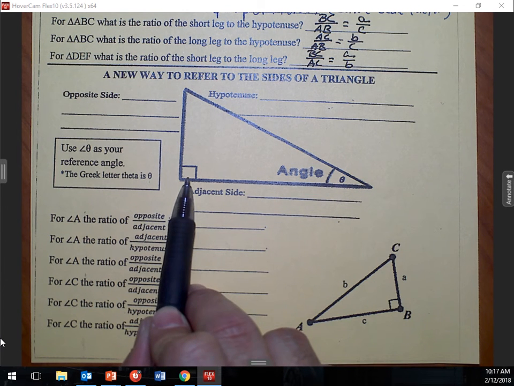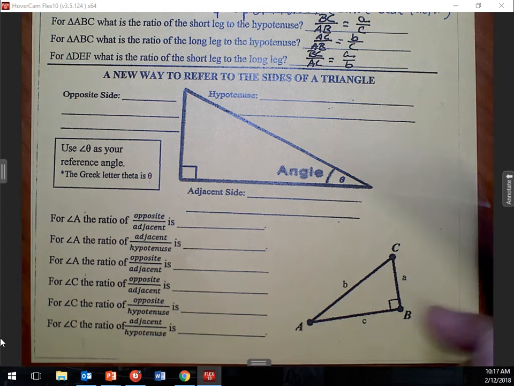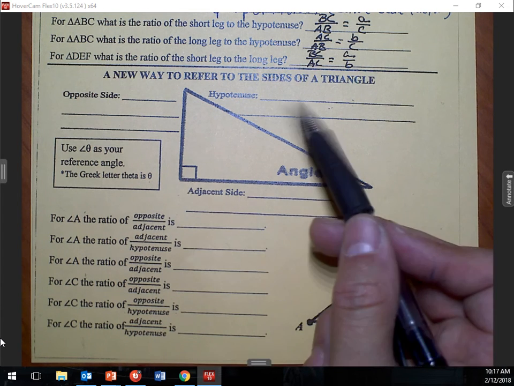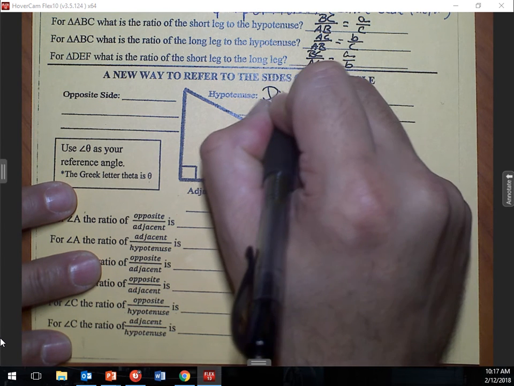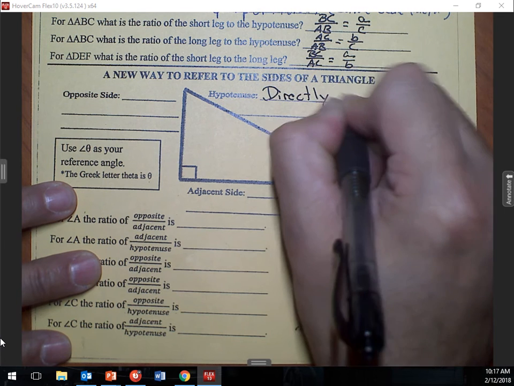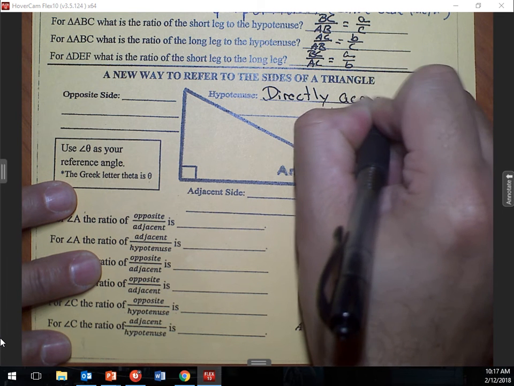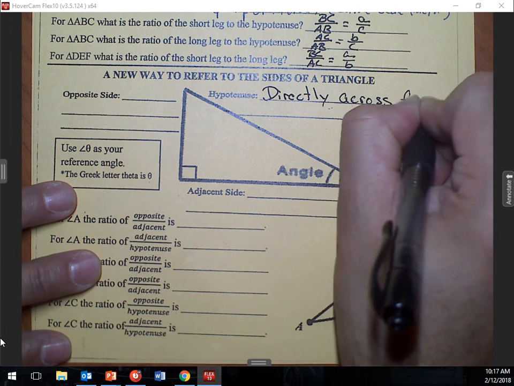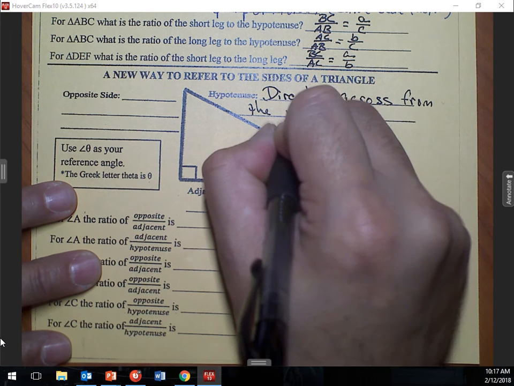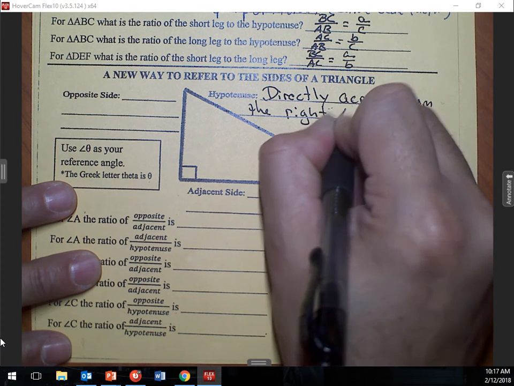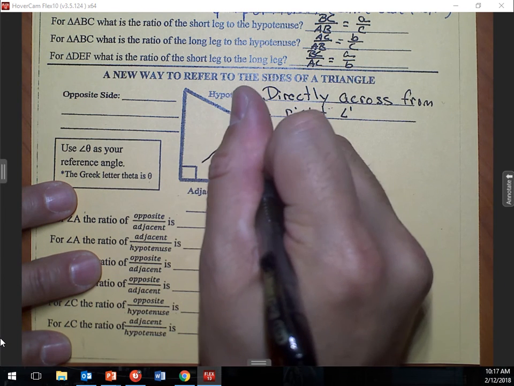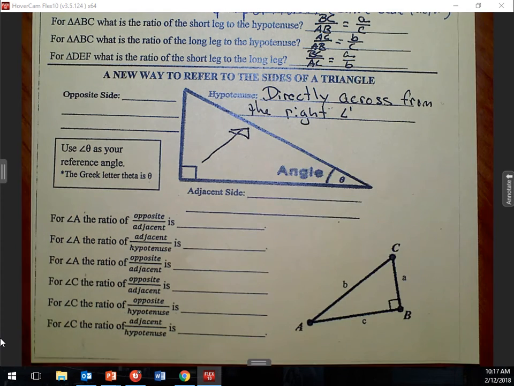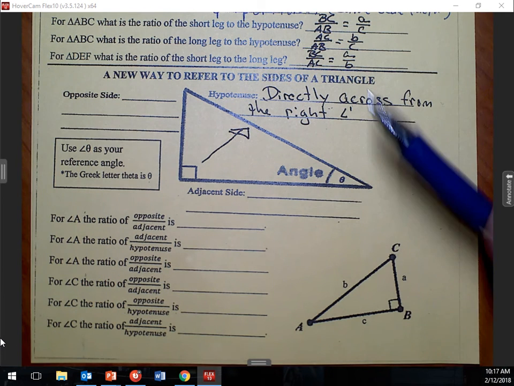This little box signifies that that is my right angle, right? So across from my right angle is going to be my hypotenuse, right? So I'm going to actually write, it's going to be directly across from the right angle. All right, so now let's take a look at the next one.